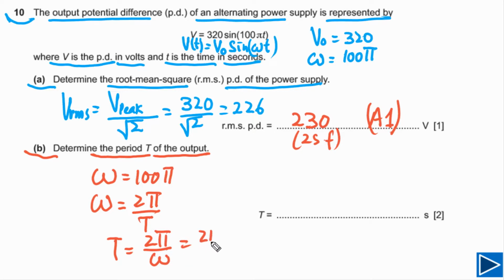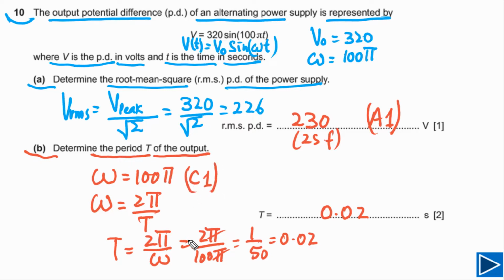Now simply we need to plug in the value of omega. Omega is equal to 100 pi. So we can cancel this pi with this pi. We are left with 1 by 50, or simply we can say this is equal to 0.02 seconds. So this is our final answer. This question has 2 marks. The 1 mark you will get if you have written omega is equal to 100 pi. So this is 1 mark, the C mark. And the second mark is the answer mark. If you have got the right answer, you will get the second.